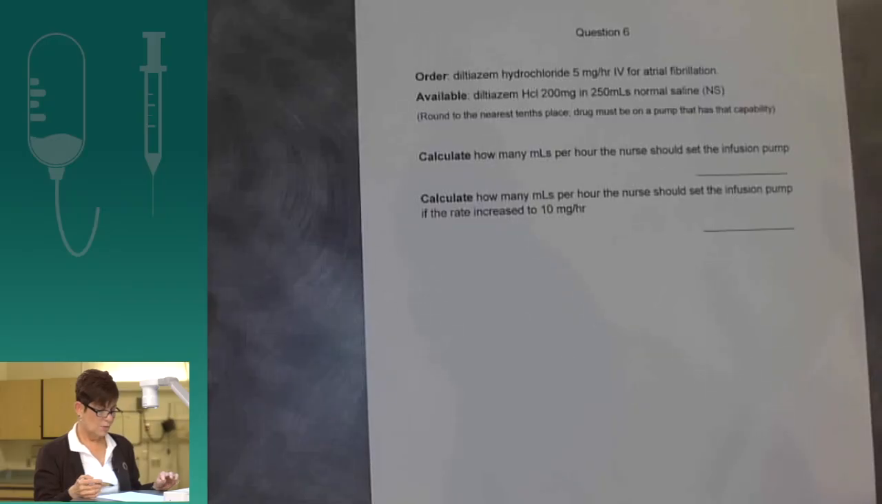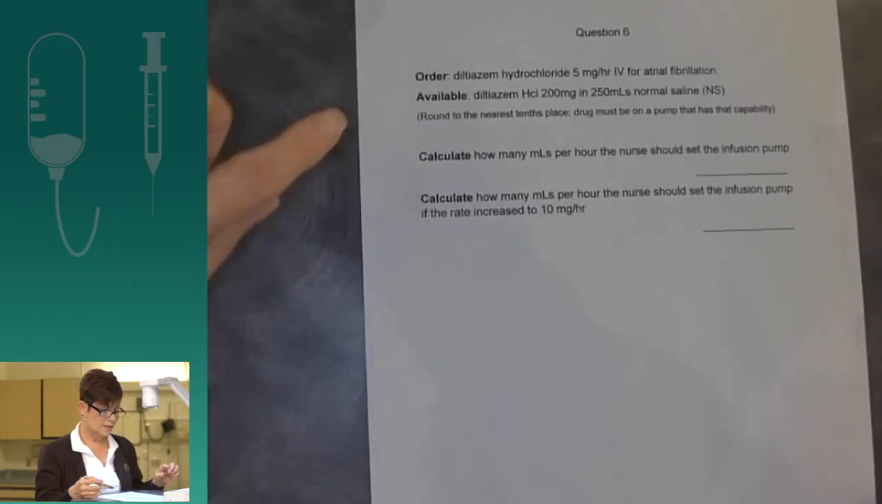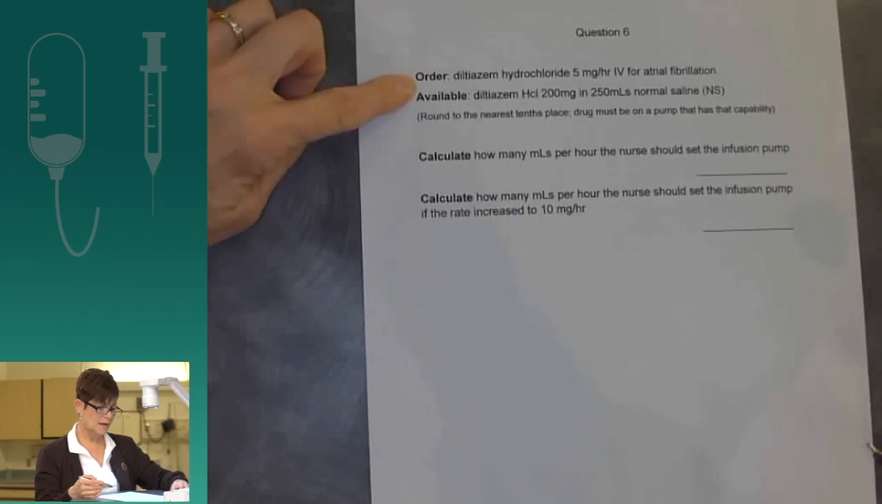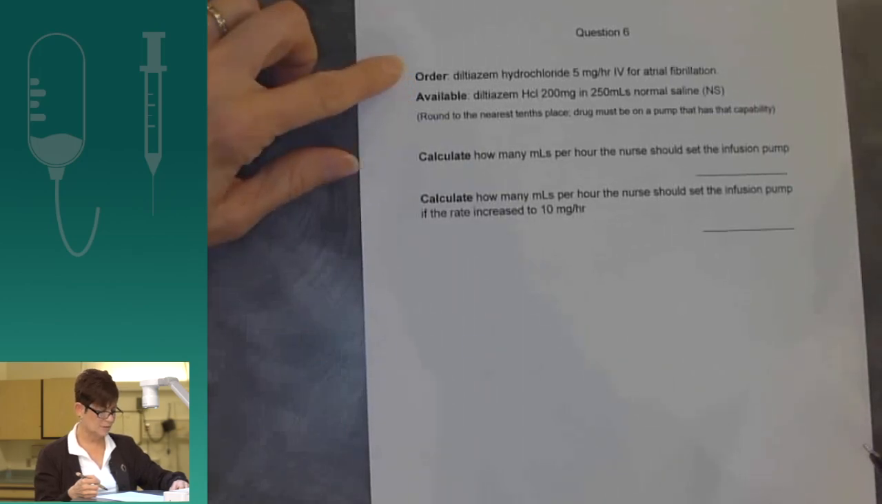Okay, in question number 6, this medication is a cardiac drip medication. You will be seeing these when you go into clinicals, so I think it's important that you understand what needs to be done with this question. Our question states, our order is for Diltiazem hydrochloride 5 milligrams per hour IV for atrial fibrillation.